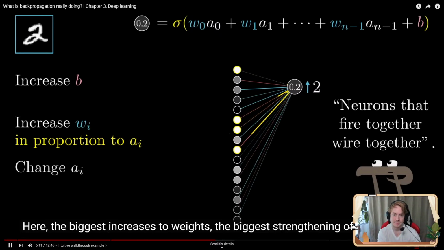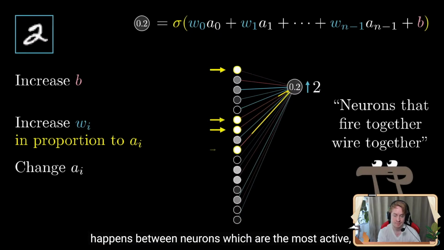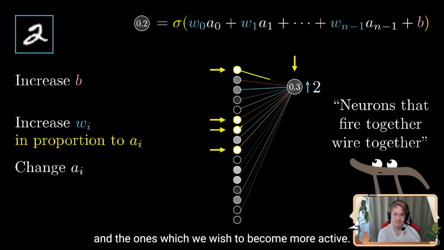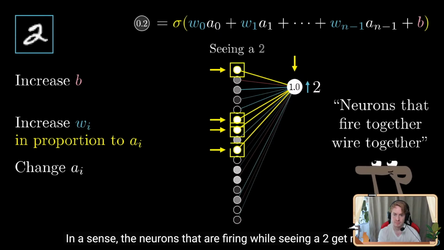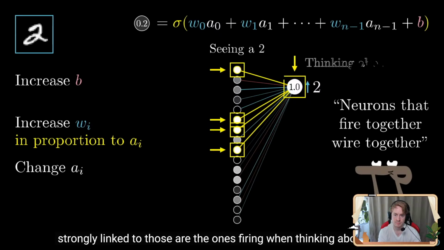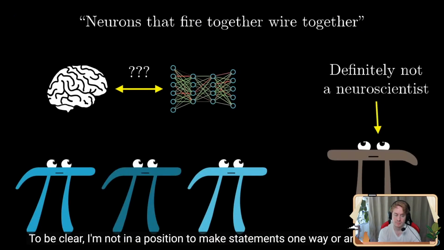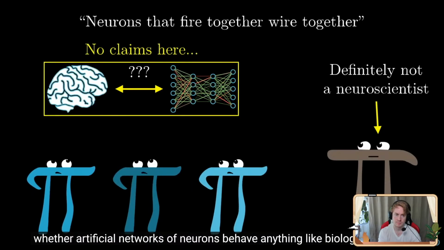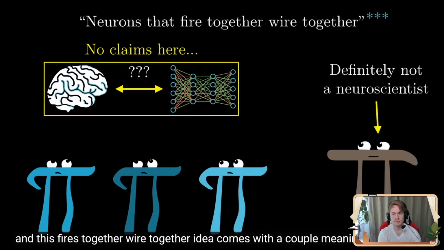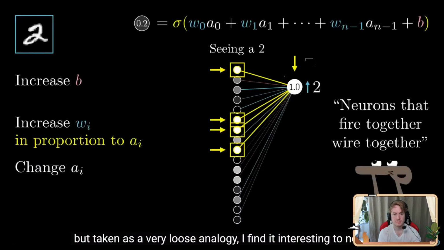Strengthening of connections happens between neurons which are the most active and the ones which we wish to become more active. In a sense, the neurons that are firing while seeing a 2 get more strongly linked to those firing when thinking about a 2. To be clear, I really am not in a position to make statements one way or another about whether artificial networks of neurons behave anything like biological brains, and this fires together, wire together idea comes with a couple meaningful asterisks. But, taken as a very loose analogy, I do find it interesting to note.